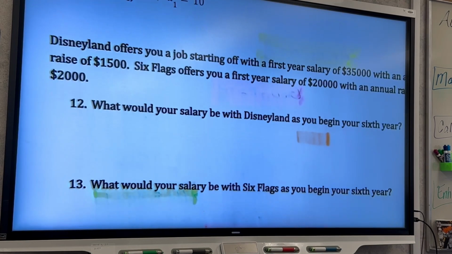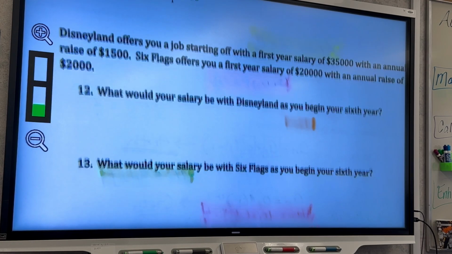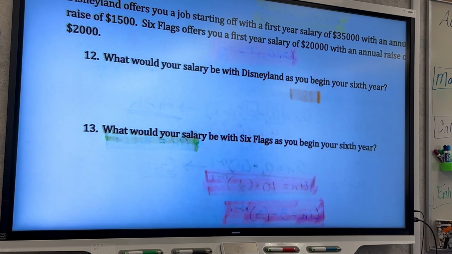Then the last two, it's a word problem. It's Disneyland versus Six Flags and their annual salary. But on these, I was expecting you guys to use a formula. If you don't though, you can totally just figure it out. It's not a long list, it's a short list of terms. So you can totally figure it out by making a table or figuring out the terms of the sequence on your own, okay? So I'm gonna show you two ways.